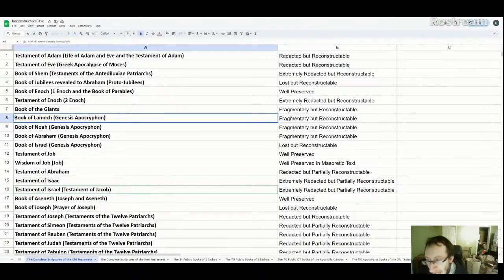We have fragments of it in the Genesis Apocryphon. We also have, interestingly, the Book of Enoch, First Enoch, contains the Book of Lamech in a condensed, summarized form. So we can actually use First Enoch, the section about Noah's birth at the very end, is actually taken from the Book of Lamech. It's the shortened version of it.